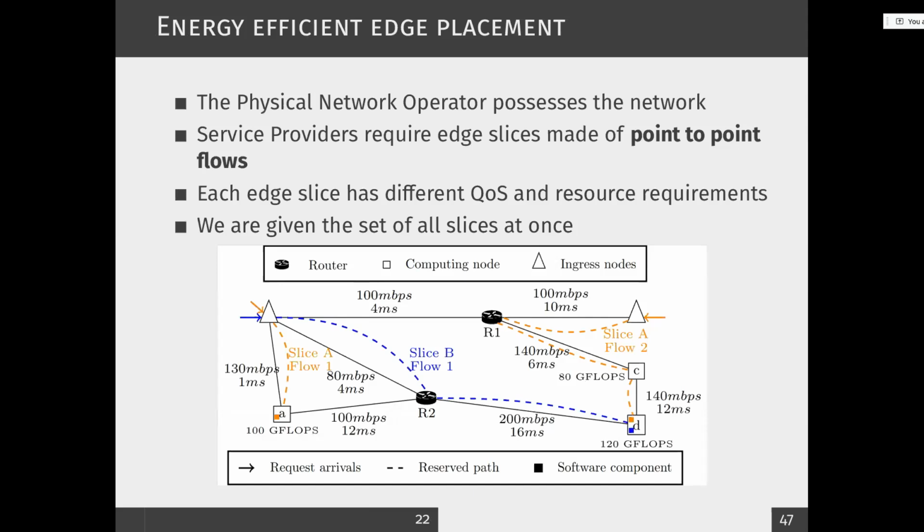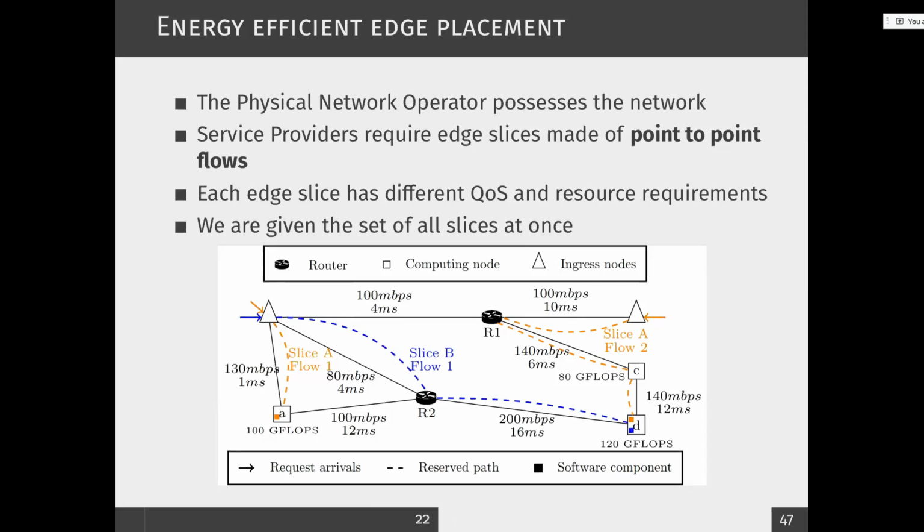We didn't look at the delay before, but in this part, we are very interested in the delay because we are looking at the edge network, and that's basically where most of the delay constraints would be. And we are given all the slices at once, and we want to place them all. So the goal of this work was to try to find an optimal solution, an exact solution, and to model the problem.